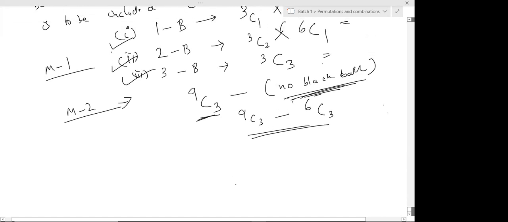Is it clear, everyone? Yes, sir. All right then. So this is about selection. You complete the assignment and NCERT permutations. All right. See you in the next class.